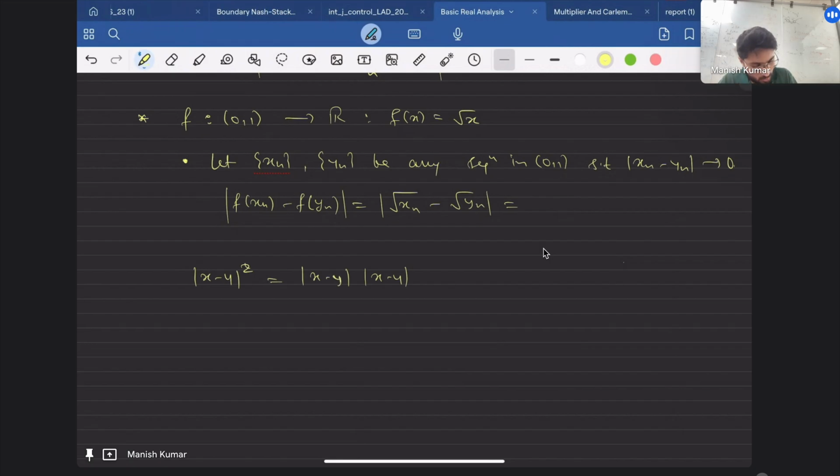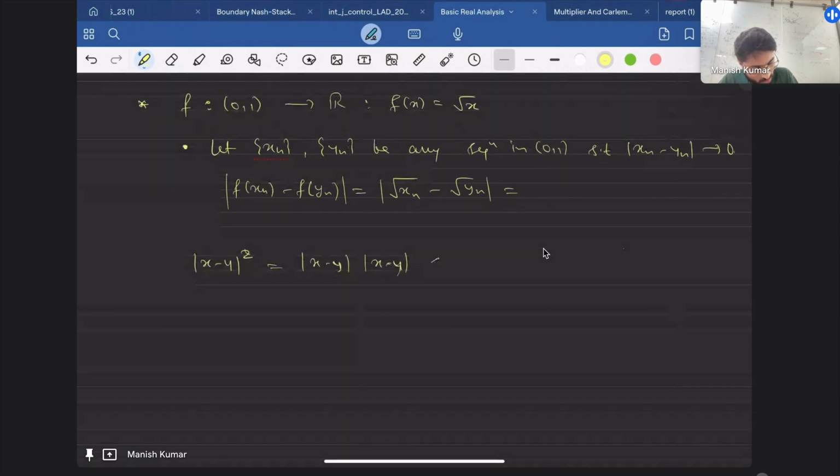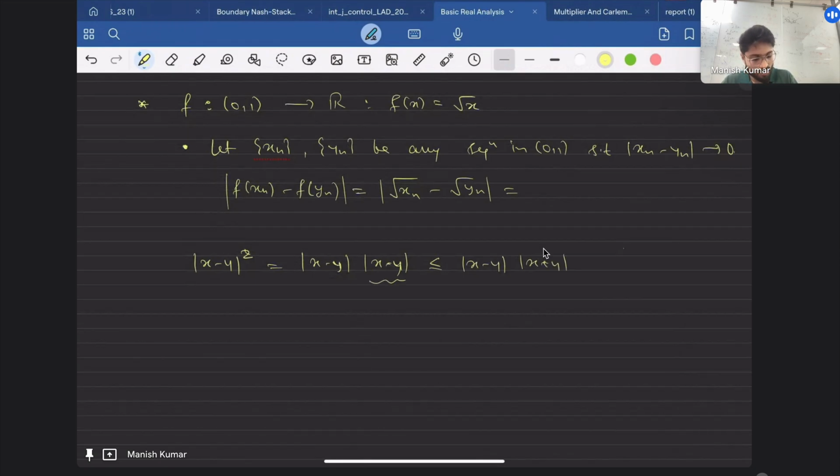Now this |x − y| I can bound by x + y. I can do this, right? This I am bounding by x + y because both are positive. Here we are taking a difference, and this is because x, y belong to [0,1]. So x − y is going to belong to [−1,1], right? And x + y is always going to be greater than this.